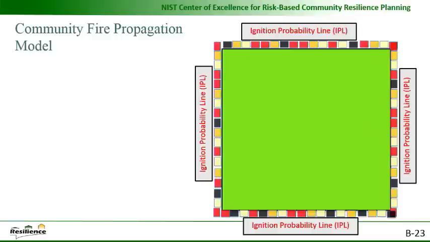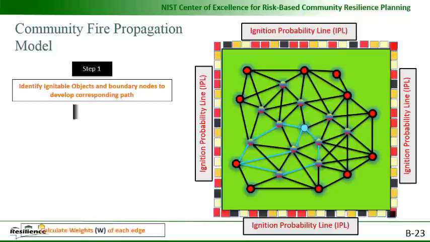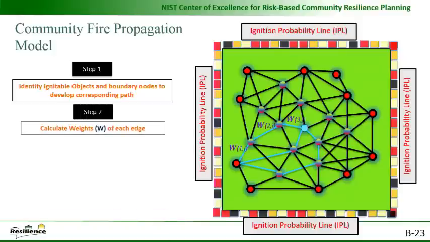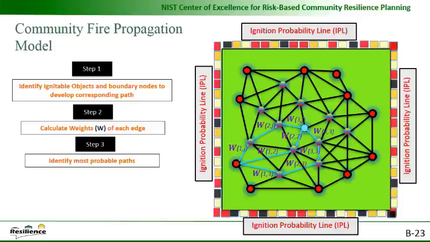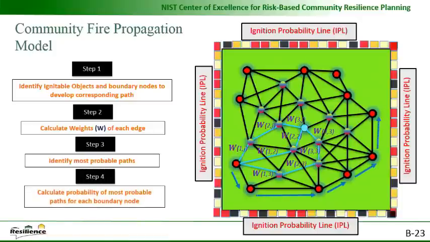We've also developed a wildfire propagation model for within the community. In step one, we identify the ignitable objects and boundary nodes to develop the corresponding paths. In step two, we calculate the weights of each path edge. In step three, we identify the most probable path, and in step four, we calculate the probability of the most probable path for each boundary node. In year two of our center, we'll couple the wildland and the urban fire modules.